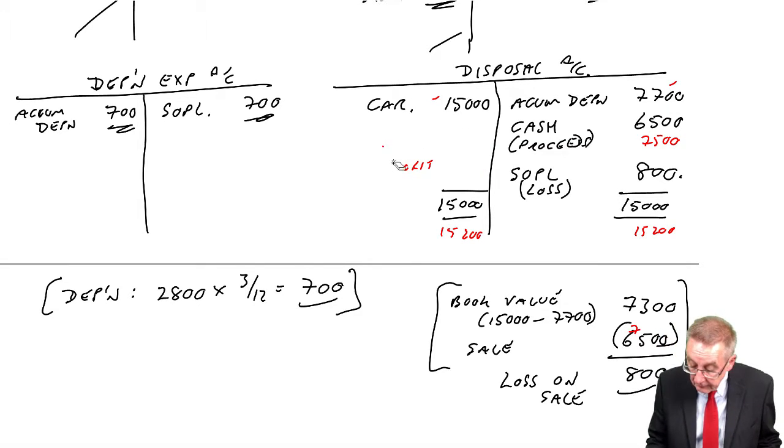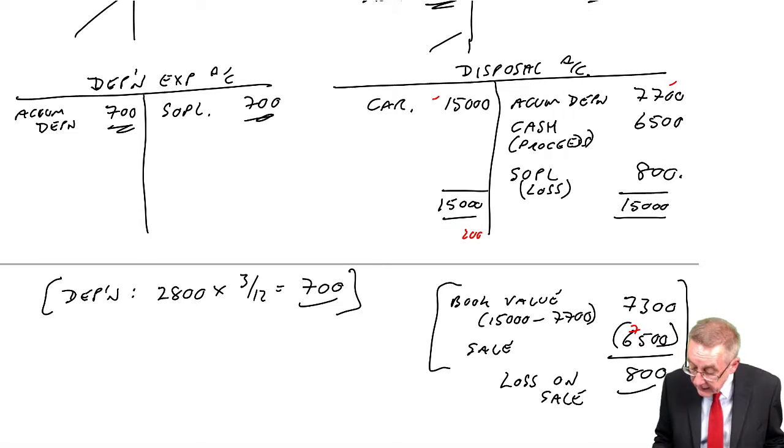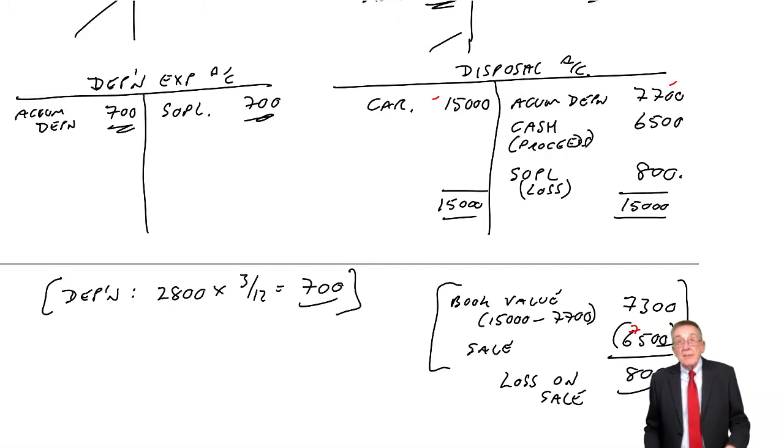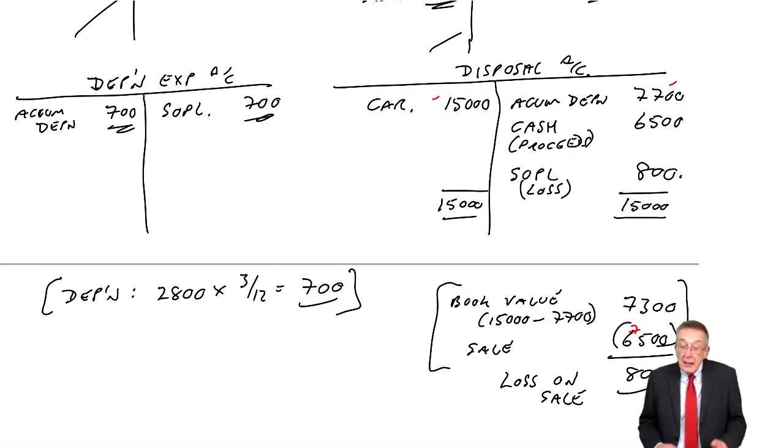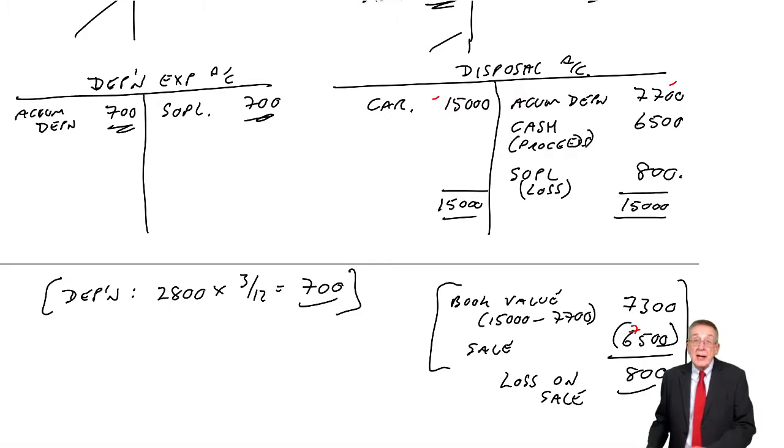So no problem. I've shown you the entries. The missing figure could be on either side, but it's either a loss on sale and we debit statement of profit or loss, or it's a profit on sale. We end up crediting statement of profit or loss.